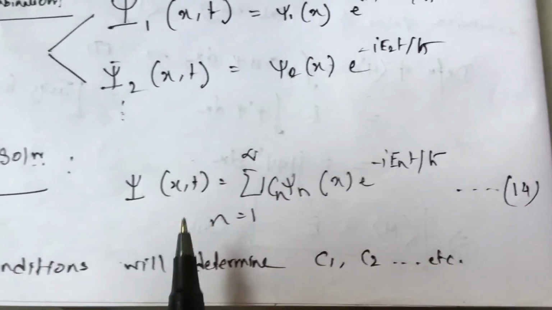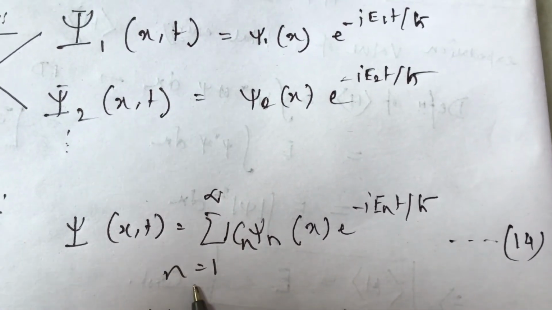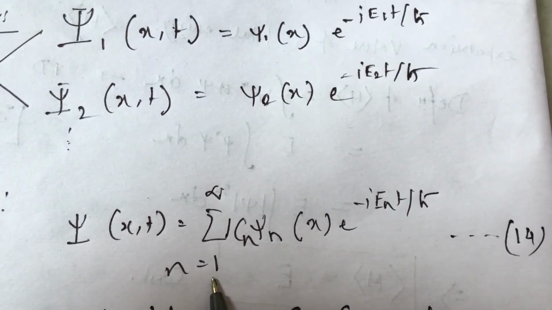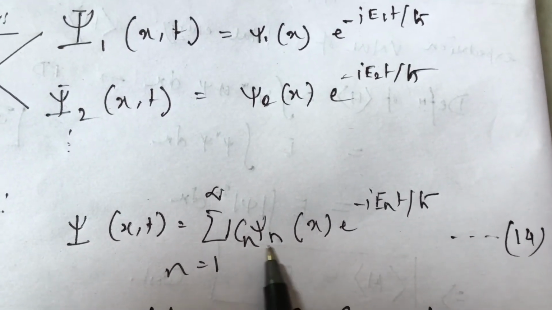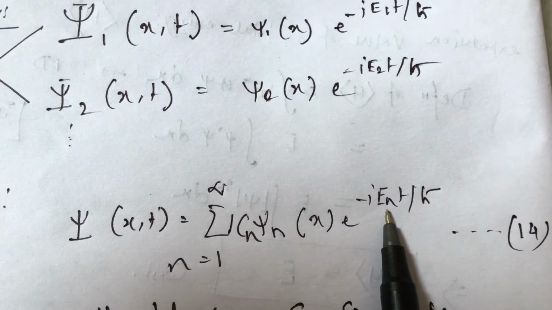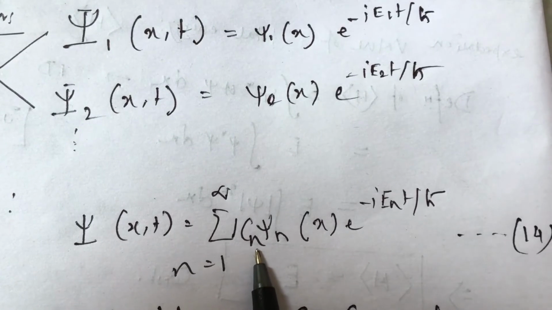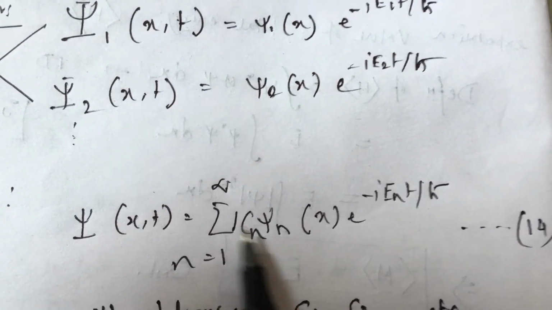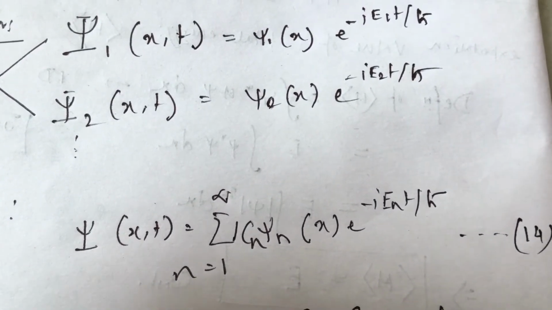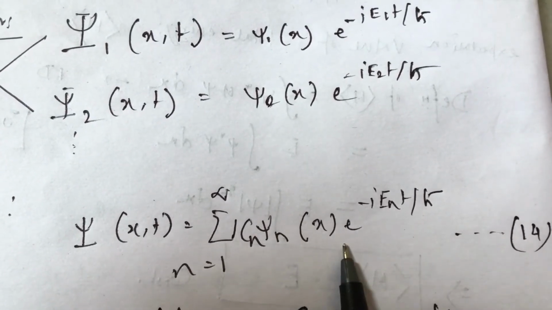So my general solution will be like equation 14. I have to take all the n values from 1 to infinity. So I am making a summation of all these wave functions psi n, all these energy values En, and Cn is the coefficient. I am just going to describe what it is. So this is my general solution, which is a linear superposition, that is a simple algebraic sum, of these individual wave functions.